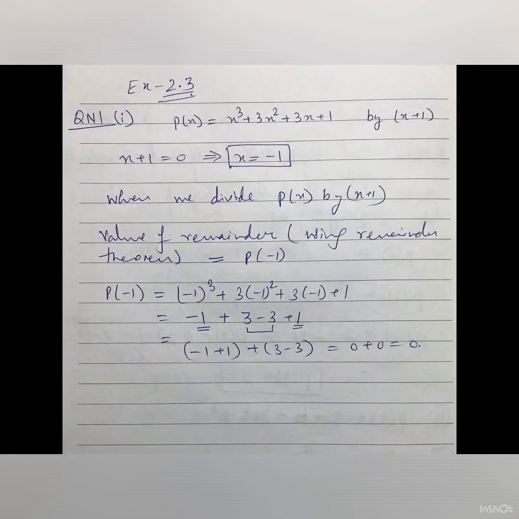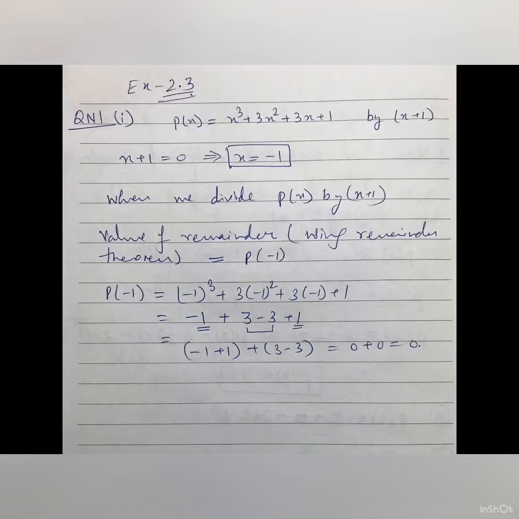When we put x plus 1 equal to 0, the value of x is minus 1. Now instead of the long division method to calculate the remainder, we will use the remainder theorem here. According to the remainder theorem, the value of the remainder is equal to the value of the polynomial at x equals a. Here x is equal to minus 1. So let us replace x by minus 1 in the given polynomial.